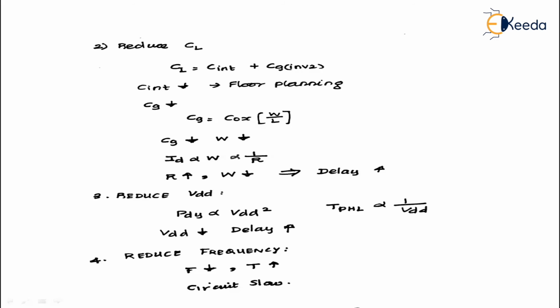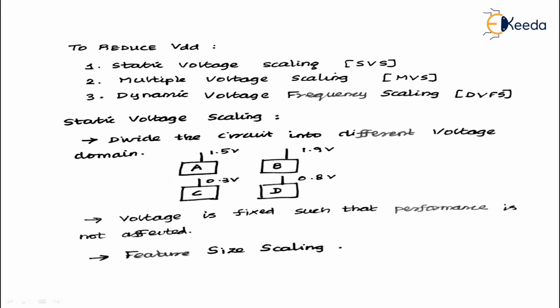So I can reduce the frequency. If my frequency is reduced, what is going to happen? Frequency and time are inversely related, so my time is going to increase and the circuit is again becoming slow. So now see, we can use some other method to reduce our VDD.